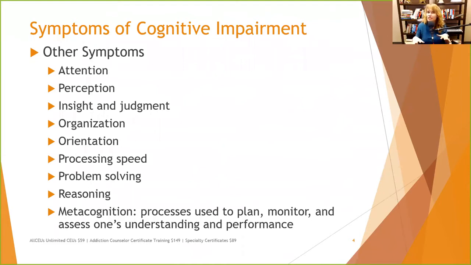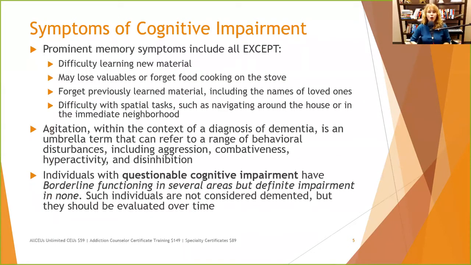You're really going to notice differences between people with cognitive symptoms, because they're going to have impairments in the different areas. You want to look for prominent memory symptoms, which include all of the following. Whoops, I didn't mean to include except. Difficulty learning new material. They may lose valuables or forget food cooking on the stove. They may forget previously learned material, including the names of loved ones, or have difficulty with spatial tasks, such as navigating around the house or in the immediate neighborhood. So those are all things that you want to pay attention to if somebody has prominent memory symptoms. That should be a clue that they need to be evaluated.